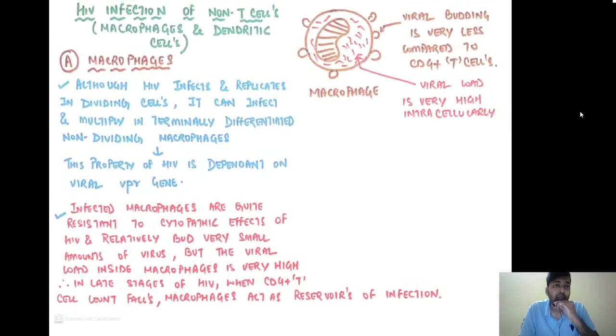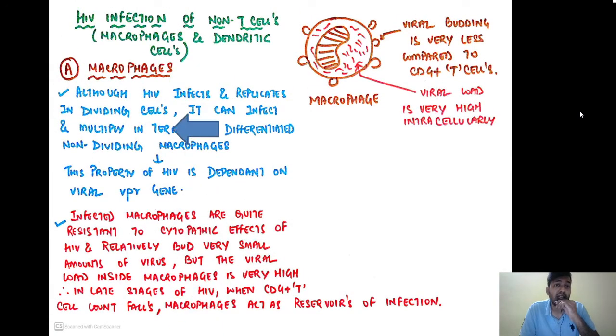So the HIV infection is not only confined to the T cells, it can also infect certain non-T cells. Among them, the most important are the macrophages and the dendritic cells. First, we will start with the macrophages. So we know one thing, that the HIV infects and replicates inside dividing cells, as we read before, that HIV selectively infects the actively dividing T cells. But in the case of macrophages, it can infect and multiply in terminally differentiated non-dividing macrophages.